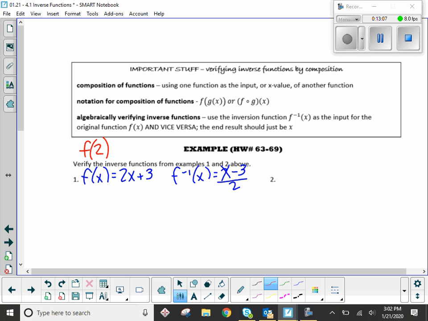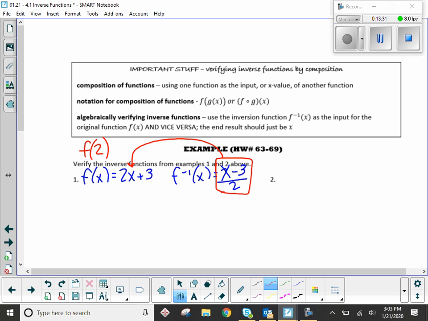Okay, so let's listen to those words. That means you plug in 2 for x. That's called evaluating a function. But what I just told you to do was, instead of plugging 2 in for that x, take this entire thing and plug it in for x.